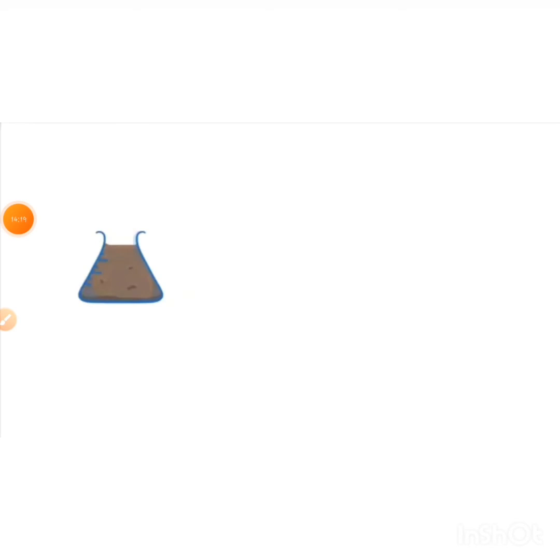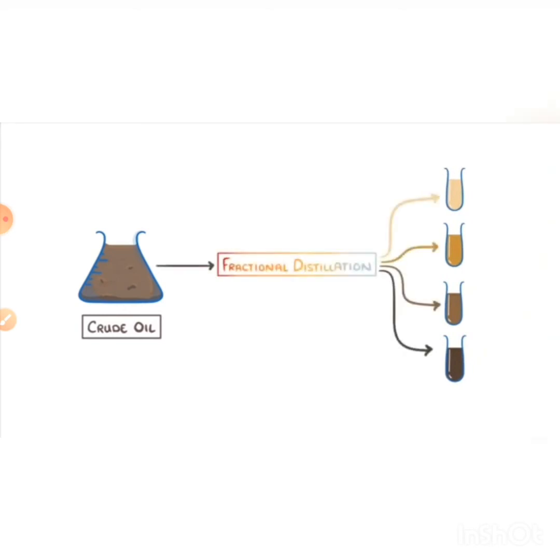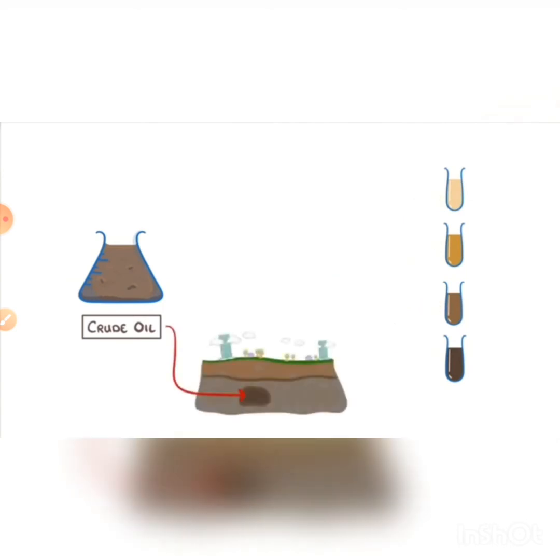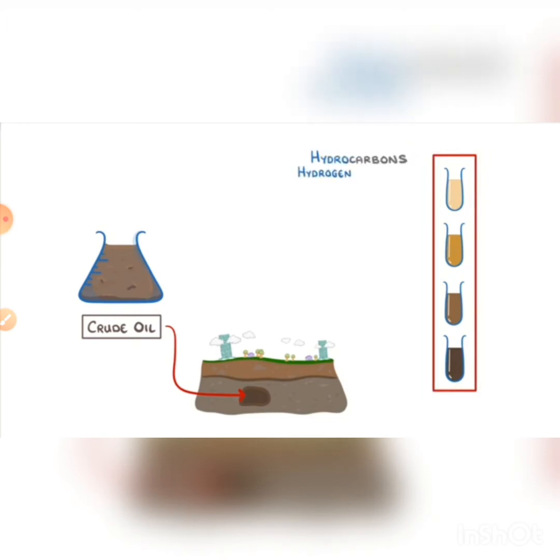In today's video, we're going to take a look at crude oil and see how we can separate it into its different components using fractional distillation. Crude oil is a fossil fuel that we get from deep under the ground and is basically a mixture of lots of different compounds. Nearly all of these compounds, though, are hydrocarbons, which contain only hydrogen and carbon. And the most common type of hydrocarbons are alkanes, which we covered in the last couple of videos.